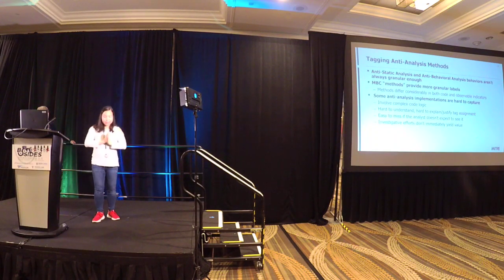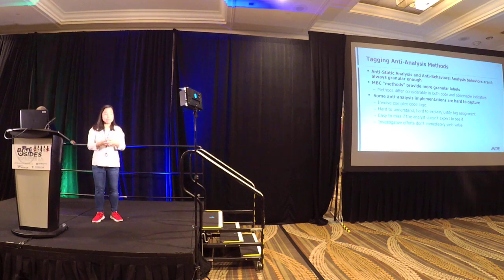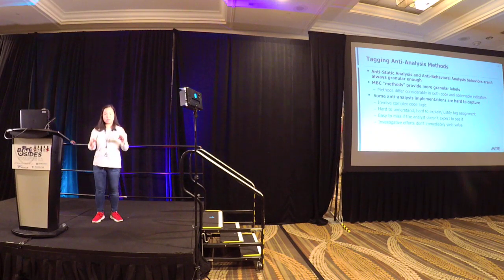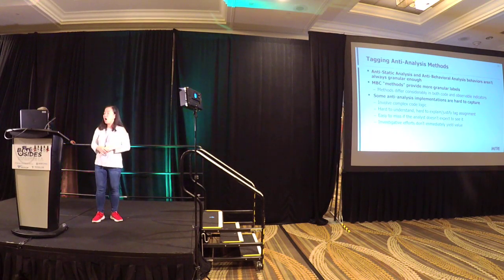So anti-analysis techniques are evil. Tagging them is also not easy. Thankfully, MBC actually has rich language to describe them. You have two objectives, anti-static analysis and anti-behavioral analysis. Under each, you have a long list of behaviors. Under the behavior, you've got the methods.